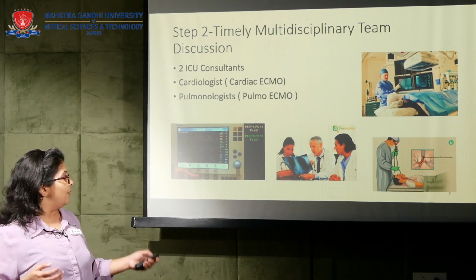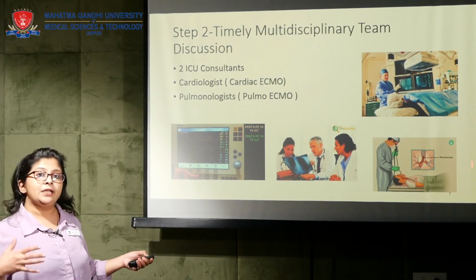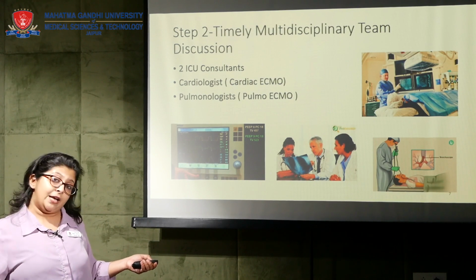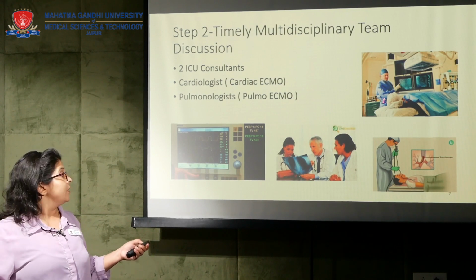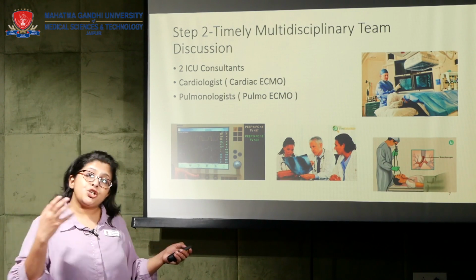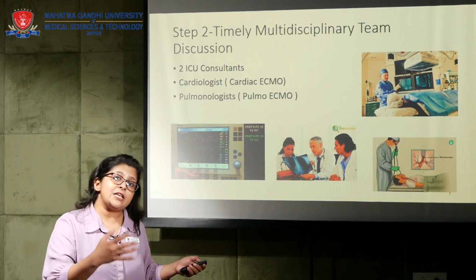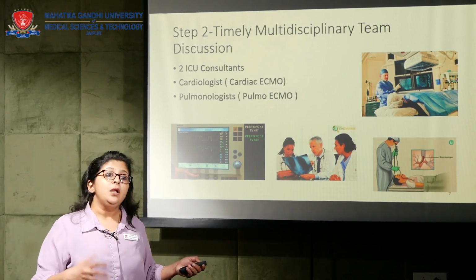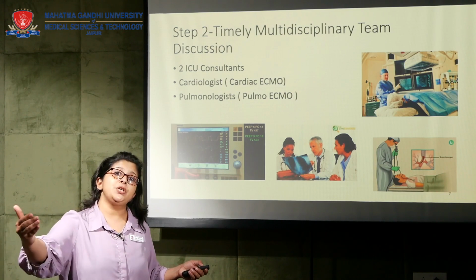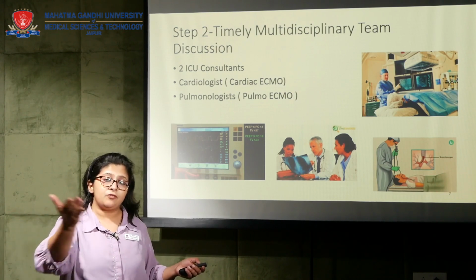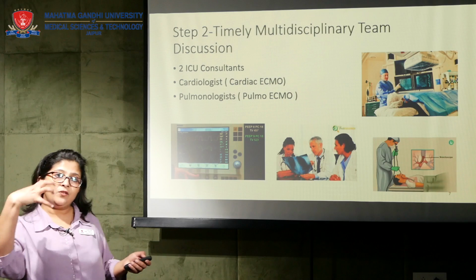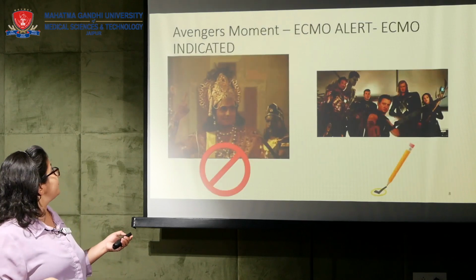For example, in a pulmo ECMO patient, we make sure that bronchoscopy, if needed and if it can help, has been done. For a cardiac patient, we make sure that angiography has been done if needed, or whether we are going to bridge the patient for the primary PCI after taking on the VA ECMO. So the plan of action has to be clear.